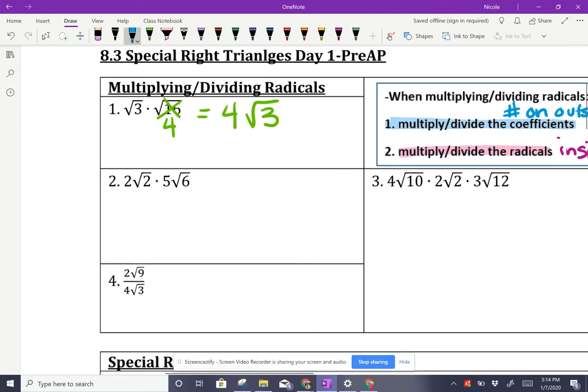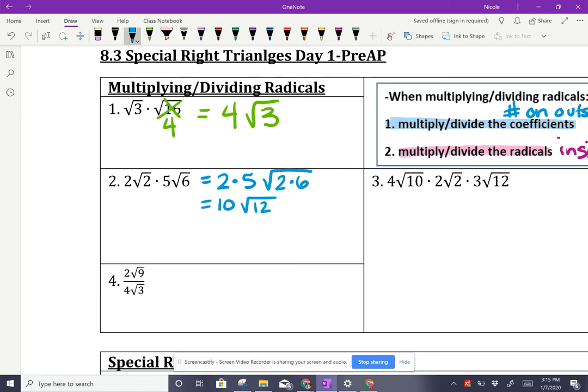Now I have example 2 here. And again, I could go ahead and multiply the outsides together and the insides together, or I could simplify. There's really not anything to simplify, so never mind. We're just going to go ahead and multiply. So outside with outside, this turns into 2 times 5. And then inside with inside, I'm going to keep that square root and say 2 times 6. 2 times 5 is 10, and 2 times 6 is 12.